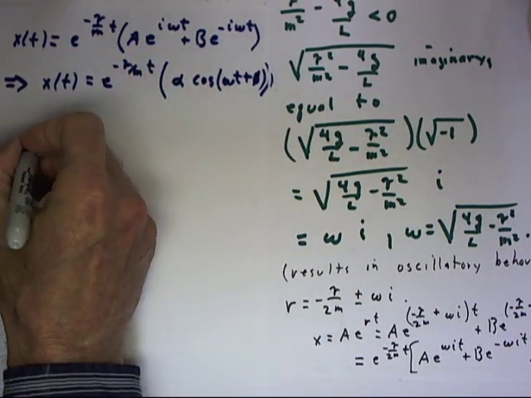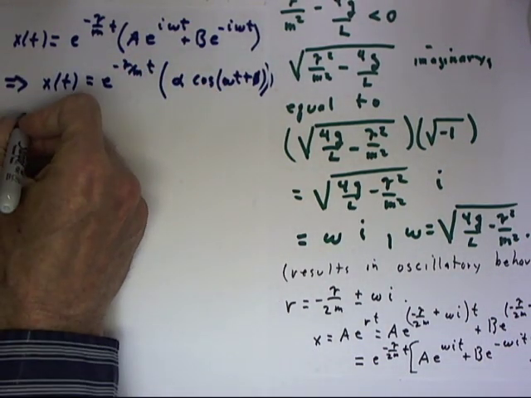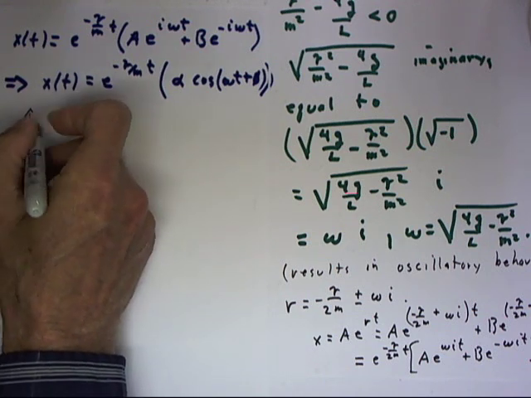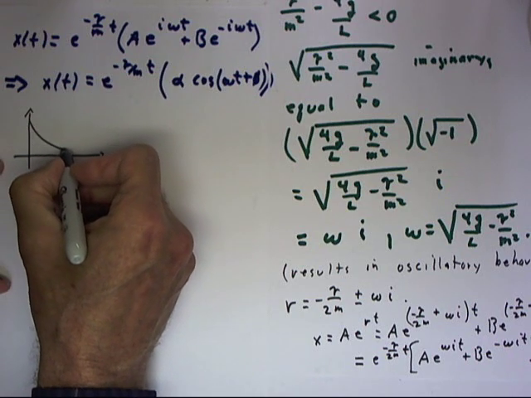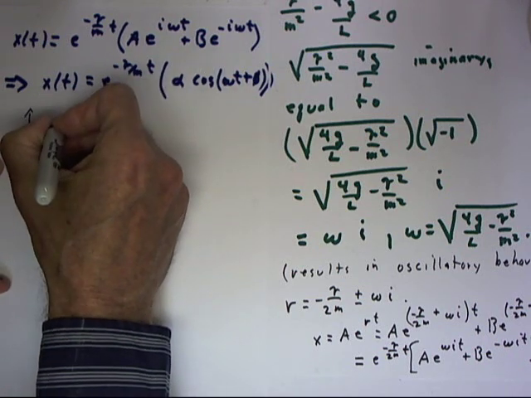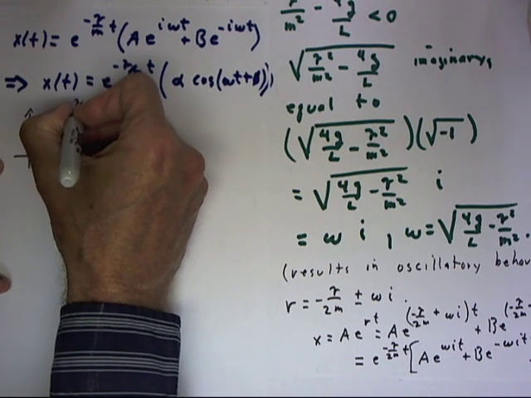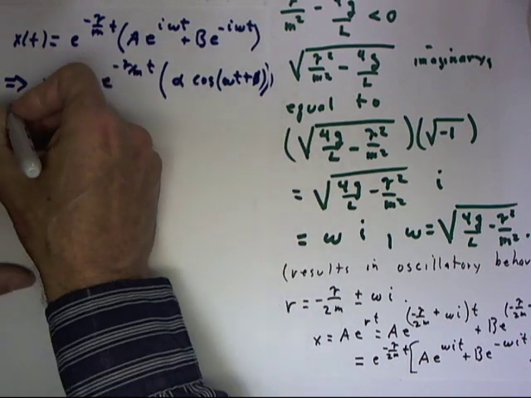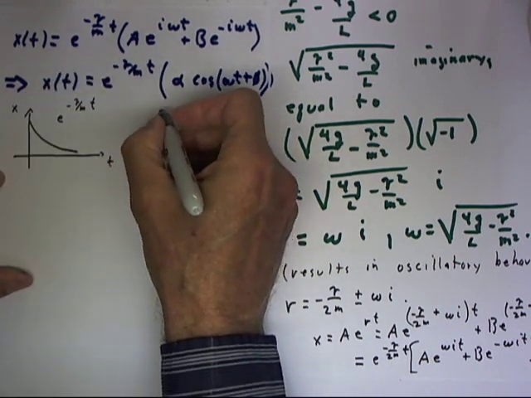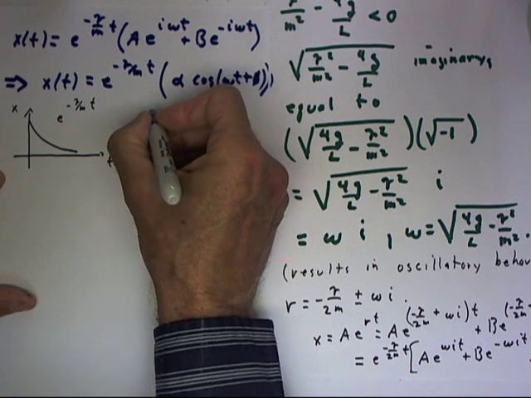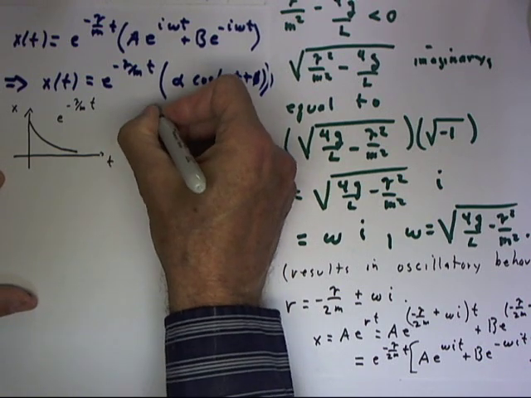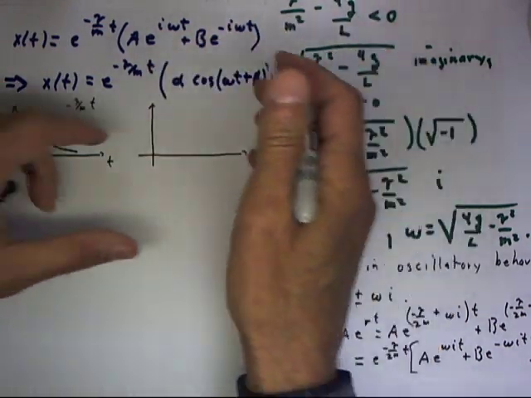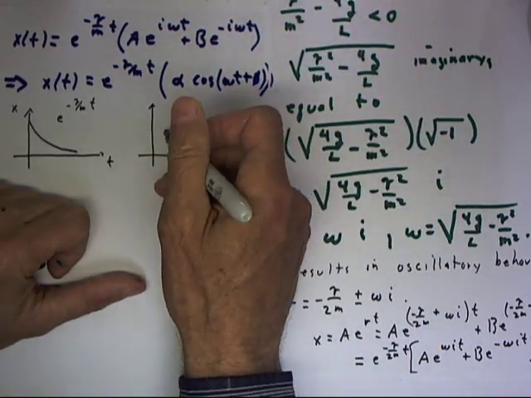Now, our e to the negative gamma over m t has a graph that looks like this. It's just a decaying exponential, e to the negative gamma over m t. Again, this is a graph of x versus t. Our graph of alpha cosine of omega t plus phi is just a cosine function or sine function. It's just an oscillatory function.